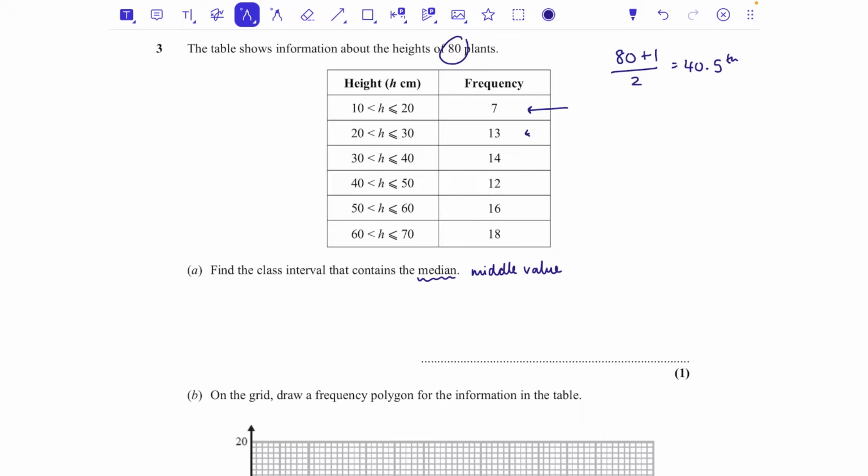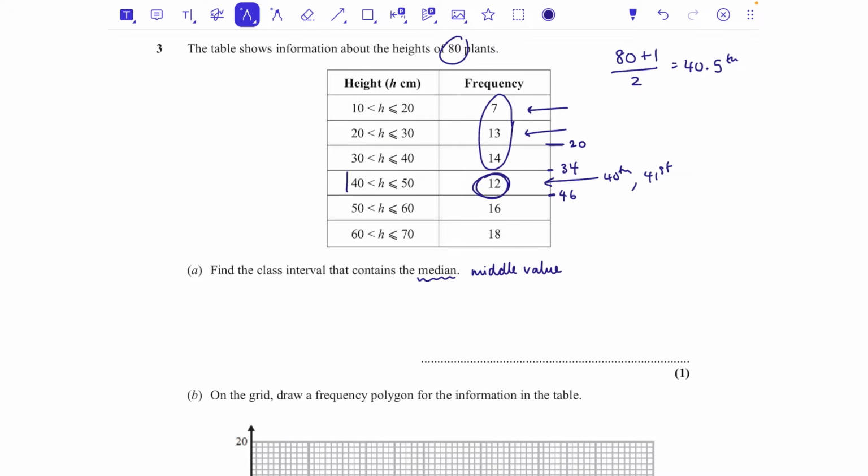I've then got another 13. So up to here, that is 20 plants altogether. I've then got another 14. That takes us up to 34 plants in the first 3 sections. Now I've got another 12, and that's going to take us up to 46. So we now know that both the 40th and the 41st plant were in this category here.